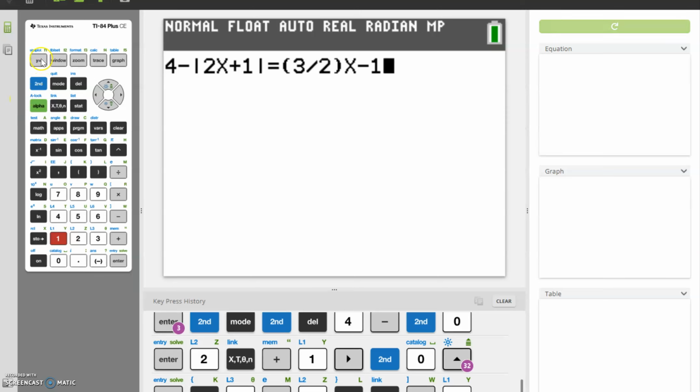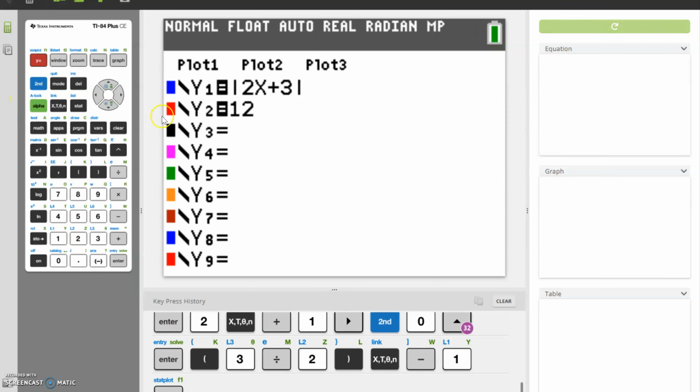I'm going to go into my y equals screen, and I'm going to clear out my previous entries. So what you just need to do is have your cursor on the line that you want to clear out, and then just hit the clear button. And that will remove everything. And again, I'm going to type everything in as I saw it on the previous screen.